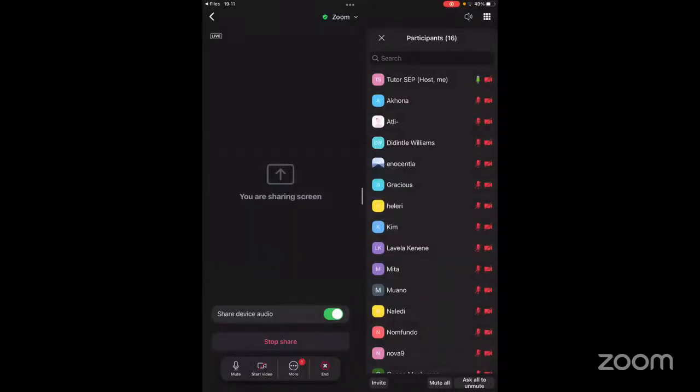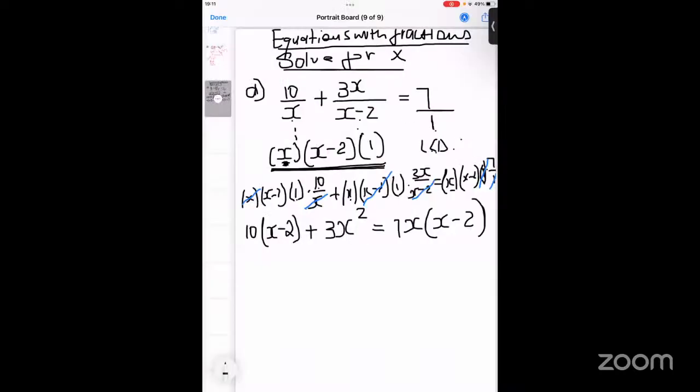And let's see. So now that we have a flat equation, all that we can do is to remove the brackets, and obviously it will be that by that. So you end up having 10x minus 20, that you add to 3x squared, and then you do that by that, you end up having 7x squared minus 7 times 2, it's 14, and then you still have your x.